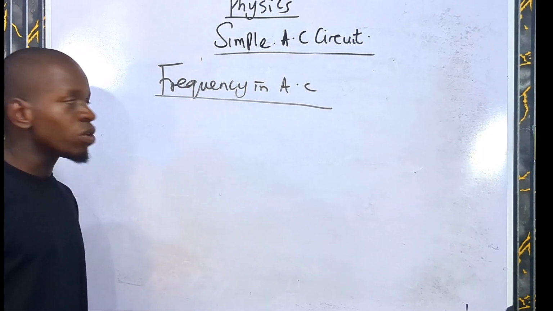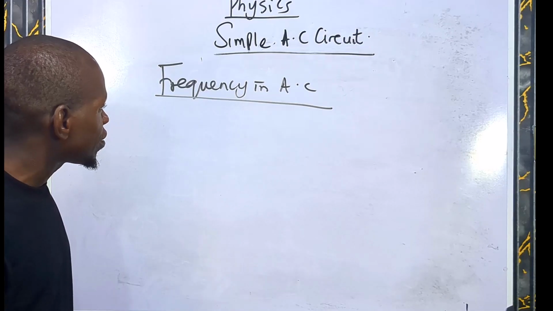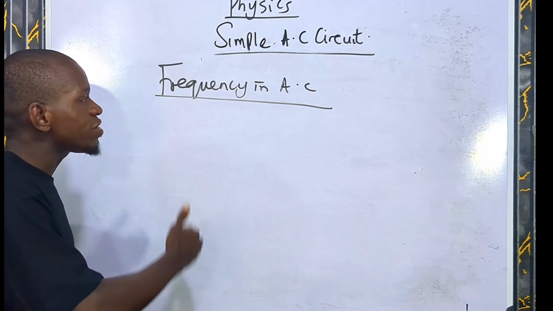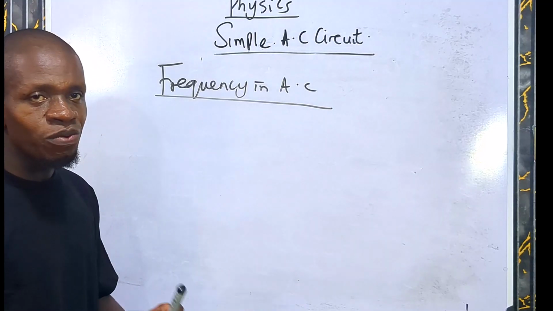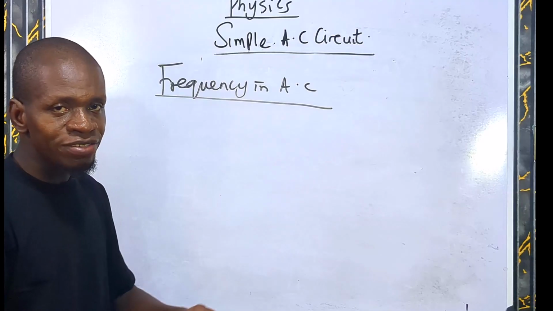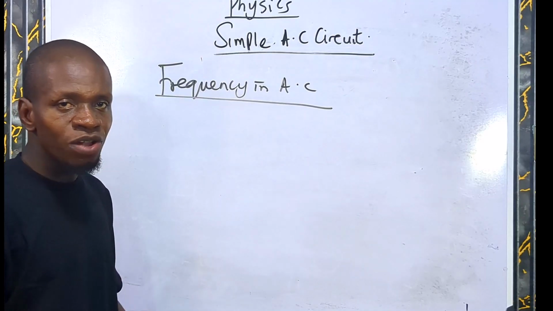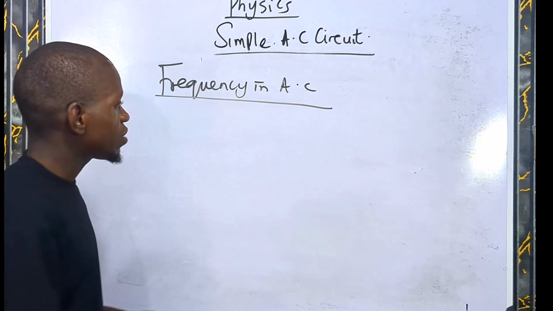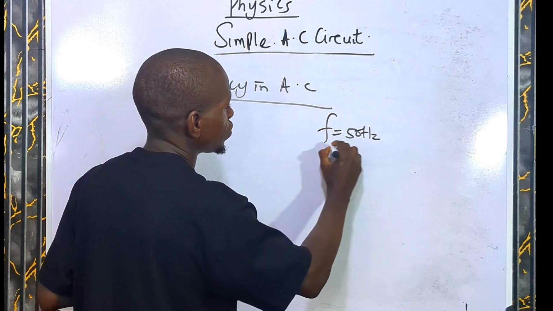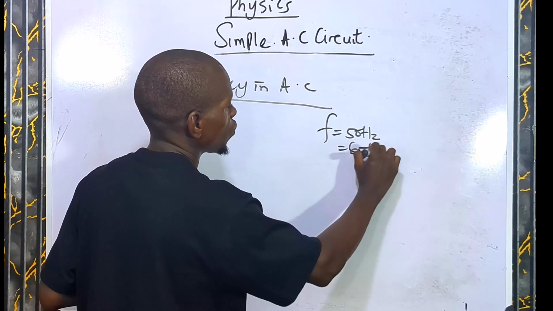Let's consider the first one, known as the frequency in AC. The examiner expects you to know what we call frequency in AC. The frequency of alternating current in Nigeria is always 50 Hz. In some countries, the frequency is 60 Hz. That is, the frequency in Nigeria is about 50 Hz, whereas in some countries it is 60 Hz.